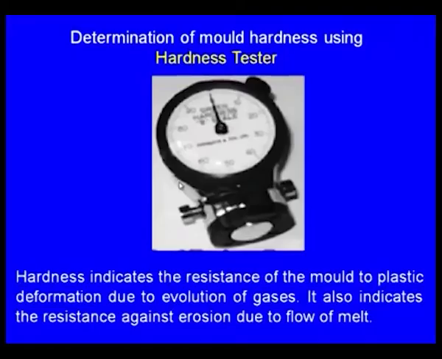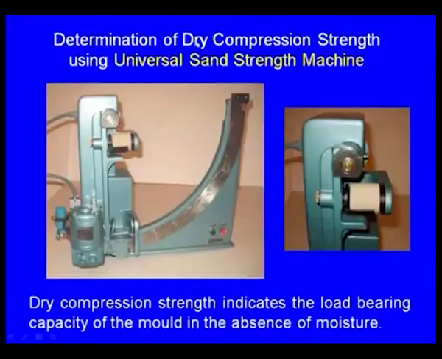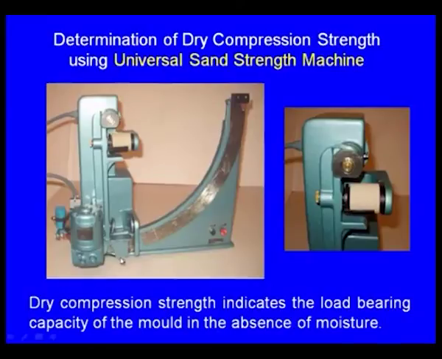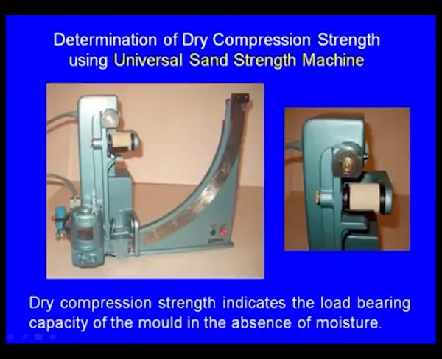Now, in the same way, we can also find out the dry compression strength. The bottom position is for finding out the green shear strength and green compression strength. When we want to measure dry compression strength and dry shear strength, we have to place the specimen here at the top. The pendulum will be there, and we have to rotate it, and the pendulum will be raised up.